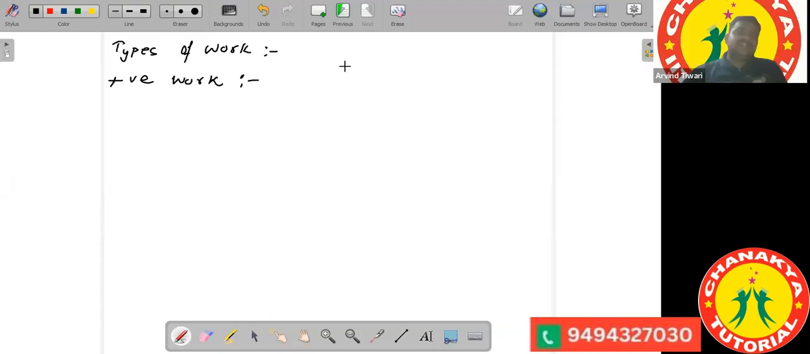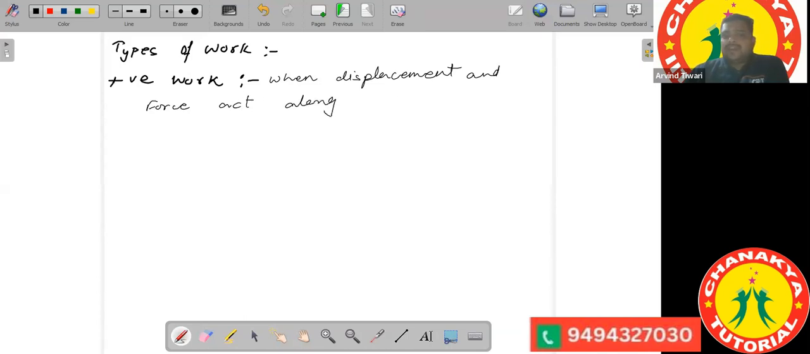Both the displacement and energy. No. So, it's when displacement and force act along the same direction. They act along the same direction. So we say that work is positive. Then we say that the work is positive.